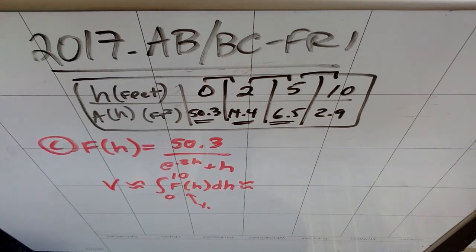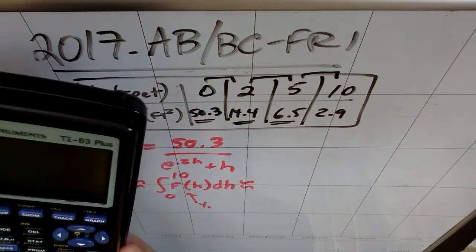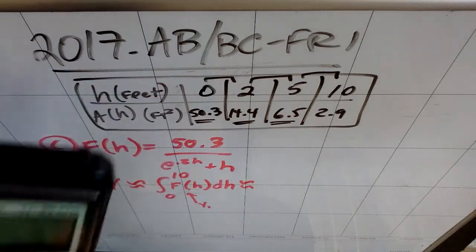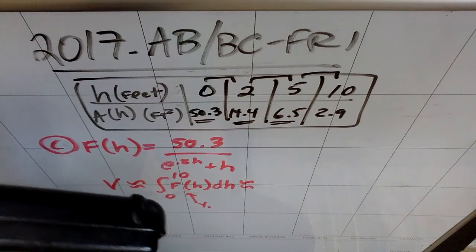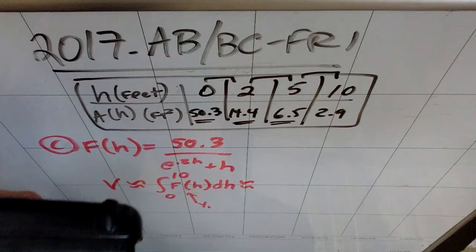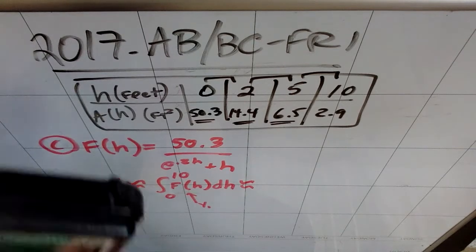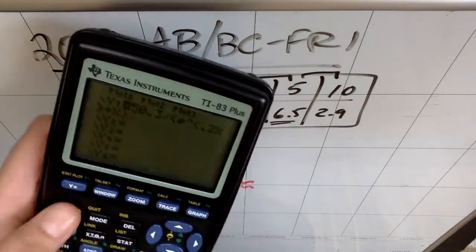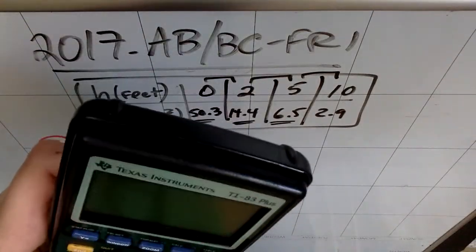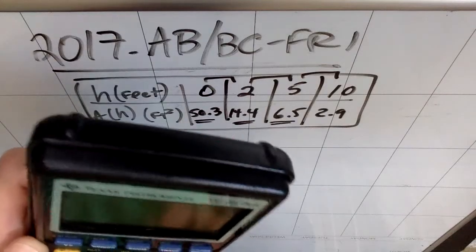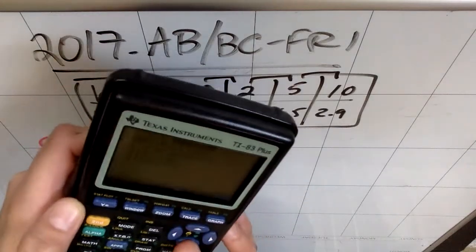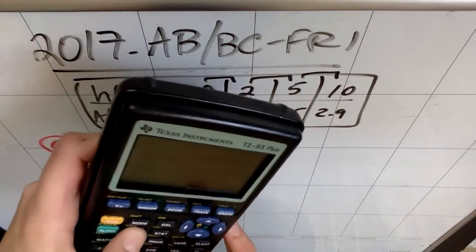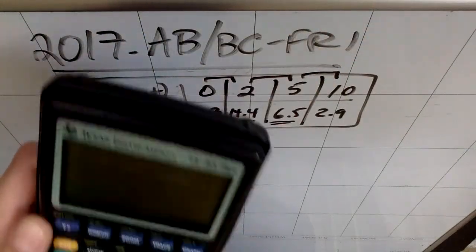So if we go to my y1, I'm going to put in 50.3 divided by, in parentheses, e to the 0.2h, which is going to be x, plus an x, which is my h. And then I put that in there. I'm going to quit out, and I'm going to do a math 9, which is function integrate, of my y1, so vars over to y vars, pick function in y1, comma, with respect to x, from 0 to 10 and hit enter.